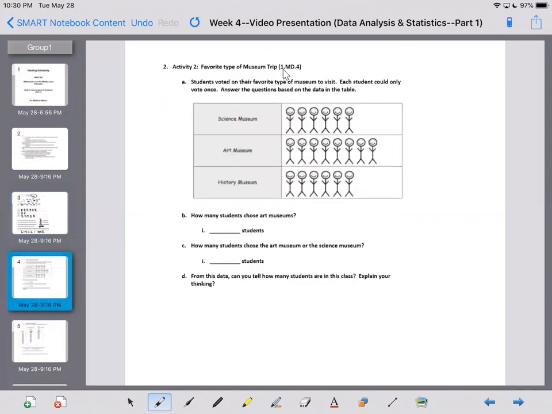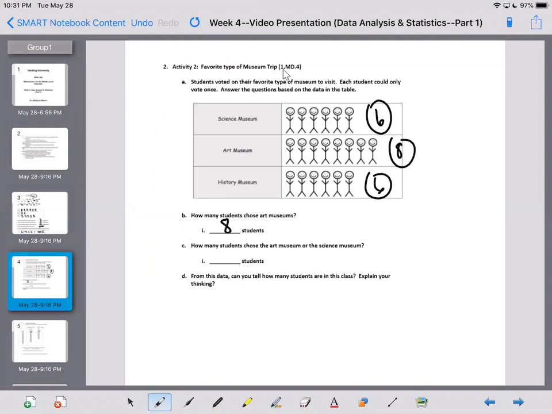Another type of problem here, you've got Science Museum, Art Museum, History Museum, and they voted on their favorite place. So we're kind of using a pictograph in a way to represent how many students fall into certain categories. So we see that we've got 6 students that like the Science Museum, 8 that like the art, and 6 that like history. So how many students chose art museums? And that would be 8 students.